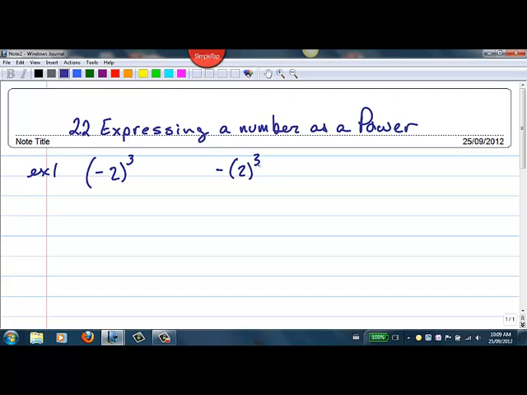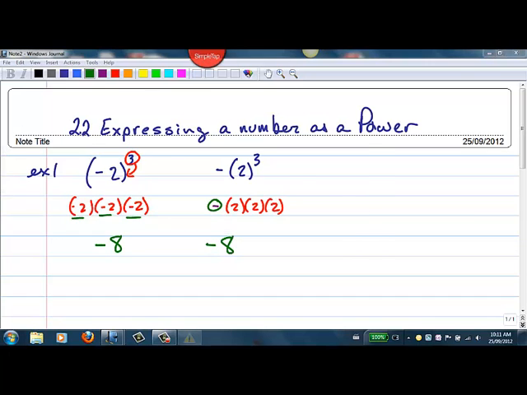in the first example. So (-2) to the power of 3 will give us -2 times -2 times -2. -2 to the power of 3 is like saying negative and then 2 times 2 times 2. 3 negative numbers will give us -8. And 2 times 2 times 2 here is also 8 with the negative sign in front. So it turns out that both of them are the same, -8 and -8.